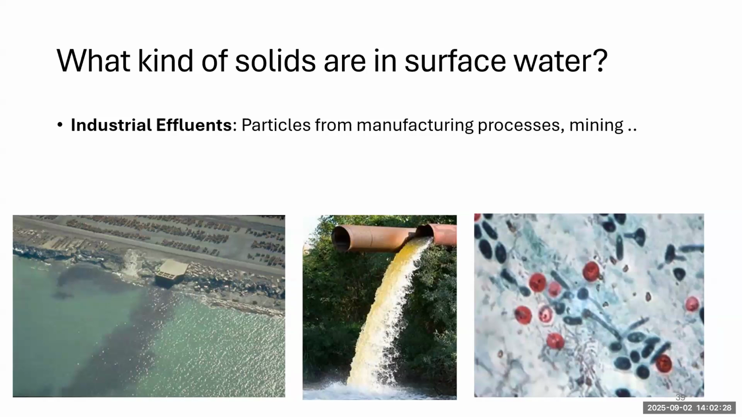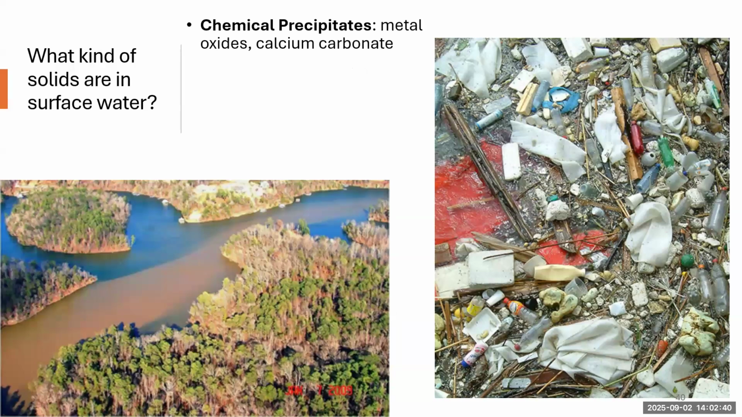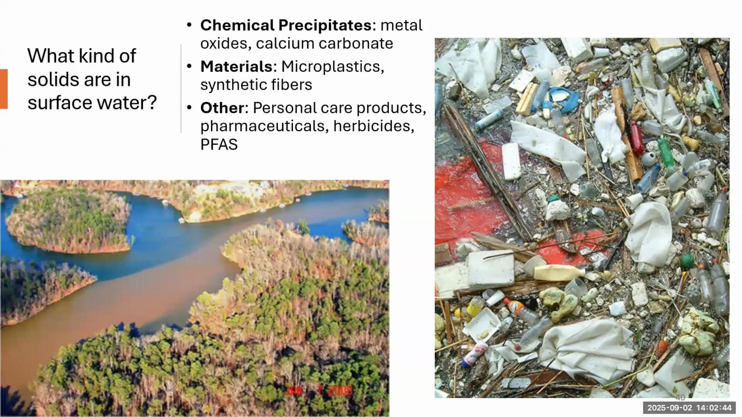Daryl mentioned PFAS, wastewater effluents, and microorganisms: bacteria, viruses, and protozoa. Also, you may find some chemical precipitants, some microplastics and synthetic fibers, and you may find evidence of different kinds of personal care products, like pharmaceuticals. You might also see herbicides and PFAS.